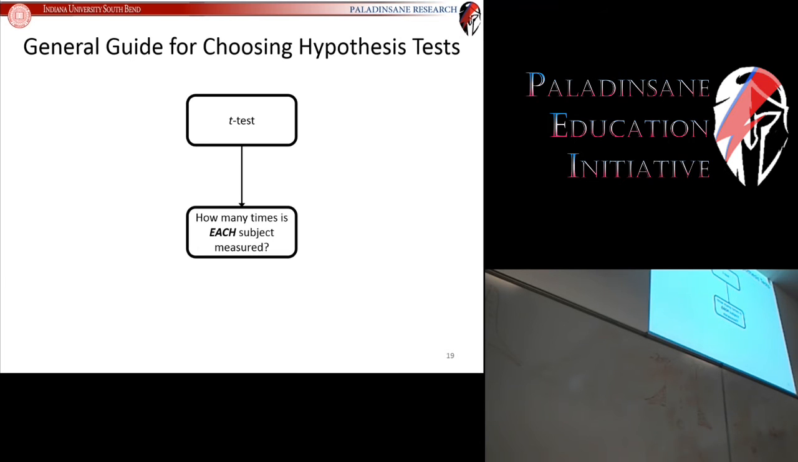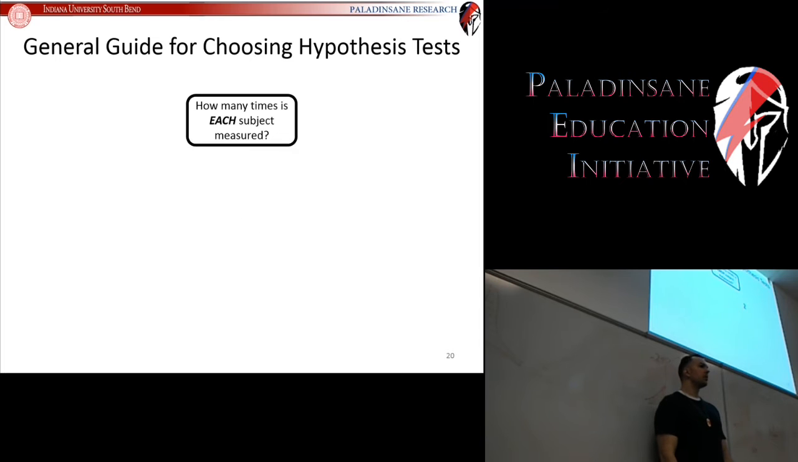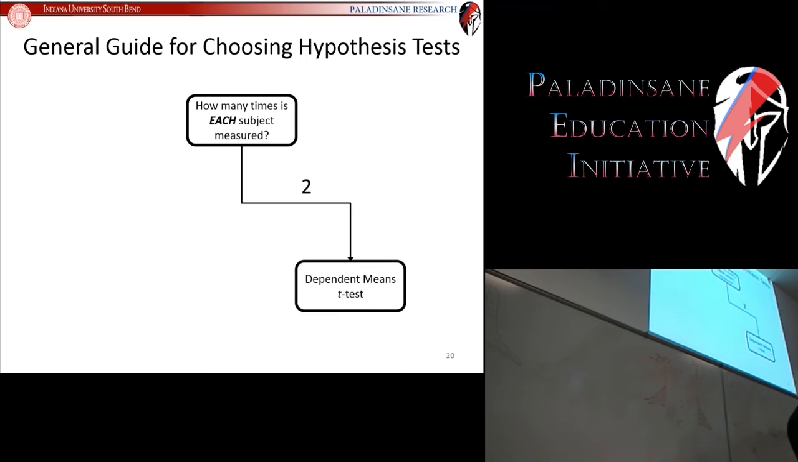Once you decide you're doing a t-test, the next question to ask is, how many times is each subject measured? How many scores does each subject have? Each subject is either going to have 2 scores or they're going to have 1 score. If they have 2 scores, if they've been measured twice, then you do a dependent means t-test, you found your correct analysis, you're done.